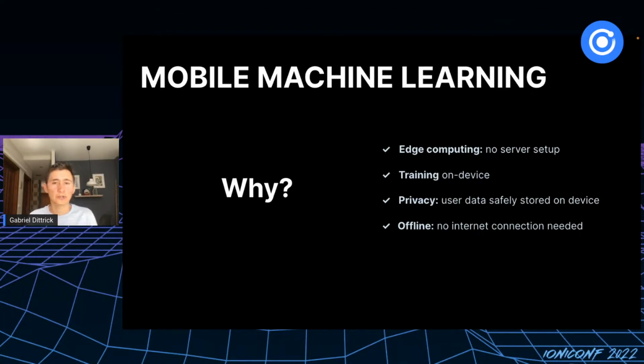Imagine a next word predictor algorithm on your keyboard. You don't want to send everything you type online and wait for the algorithm to train and run. You want this to be fast, and this is what mobile machine learning provides.